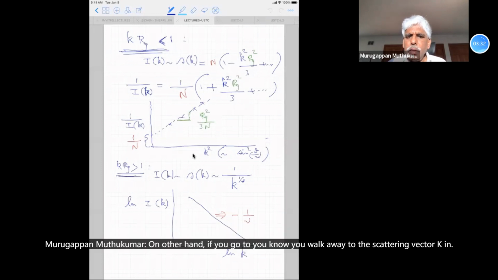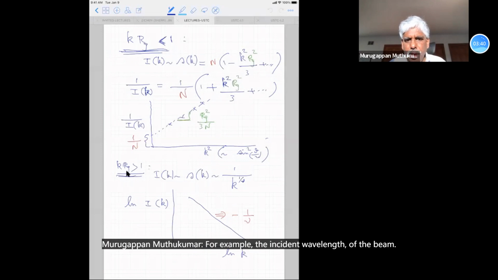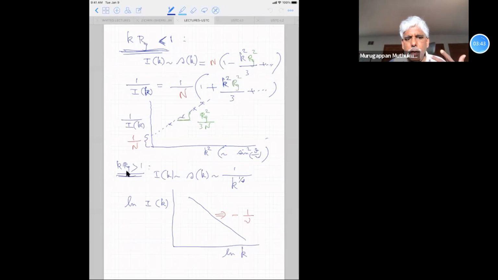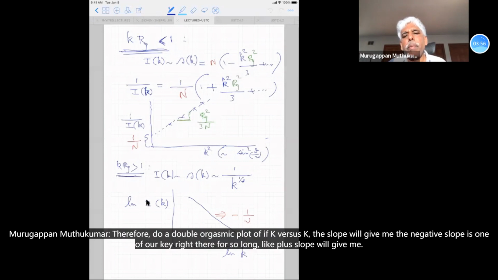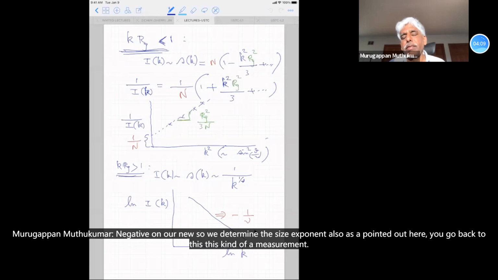On the other hand, you work with the scattering wave vector K, for example through the incident wavelength of the beam and the scattering angle, and if you are in this other limit, then the scattering intensity is proportional to 1 over K to the power 1 over nu. Therefore, if you do a double logarithmic plot of I of K versus K, the slope will give me negative 1 over nu. So it determines the size exponent.